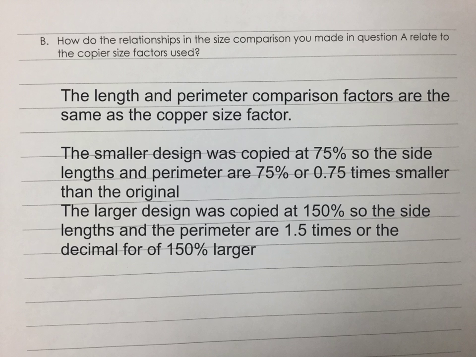So hopefully you realize that the length and the perimeter comparison factors are the same as the copy or size factor. So in the case of our 2 problems, the smaller design was copied at 75%. That meant the lengths in the perimeter were 0.75 times the original, or you had a scale factor of 0.75. When you look at the 150% one, they were 1.5 times larger, or that is the decimal of 150%.